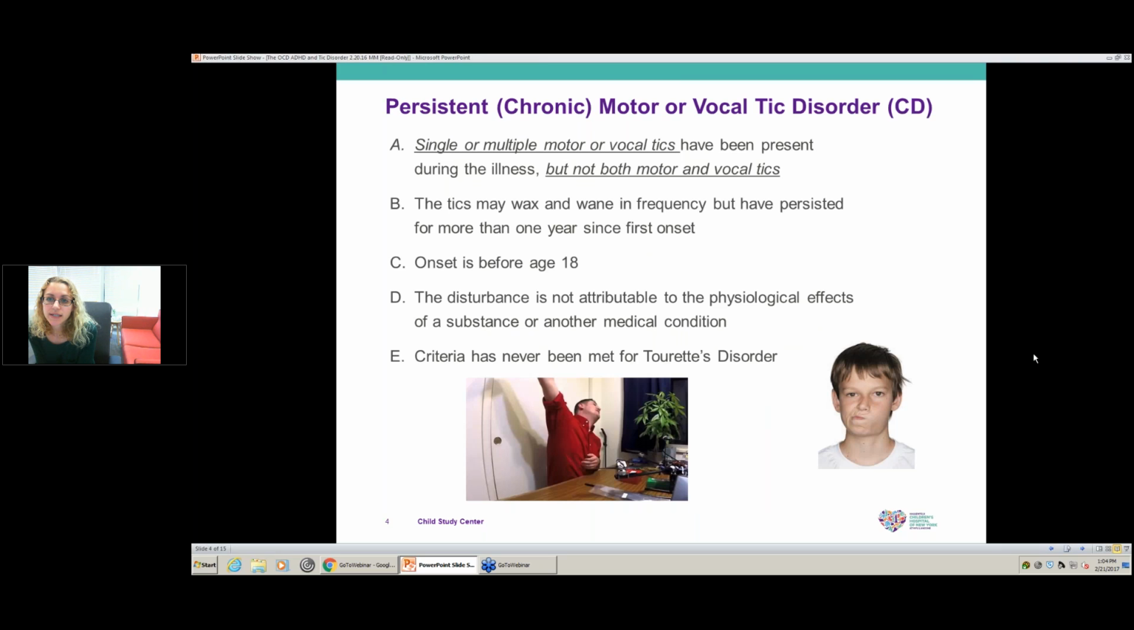Another common tic disorder is a persistent or chronic motor or vocal tic disorder. And that's when you have either just one or more only motor or only vocal tics, but not both of them. It only takes having an additional vocal tic or an additional motor tic when you've already had the opposite one to meet criteria for Tourette's disorder. And like Tourette's disorder, this has to have occurred for 1 year. And another thing to note with these conditions is that we expect tics to wax and wane throughout time, but that they won't go away completely for many months at a time with these conditions.